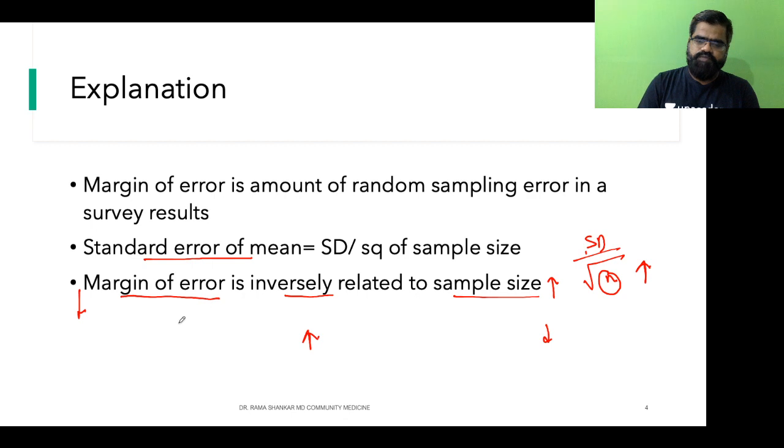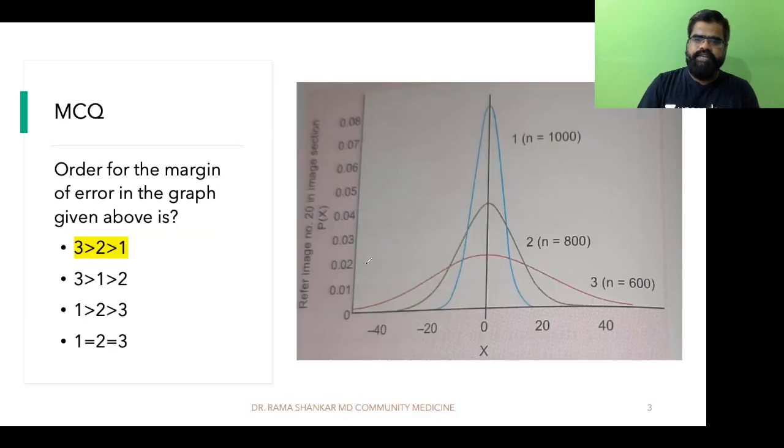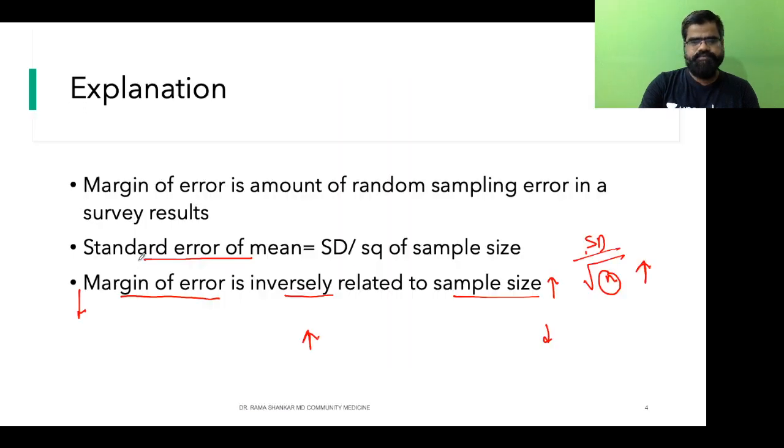If you go back to the question, the sample size was less in the third, followed by the second and the first. The sample size was less in the third graph, slightly more in the second, and more in the first. So the error will be less in one, then in two, and then in three. Based on that, the option we select is 3, 2 and 1. I hope it is clear.